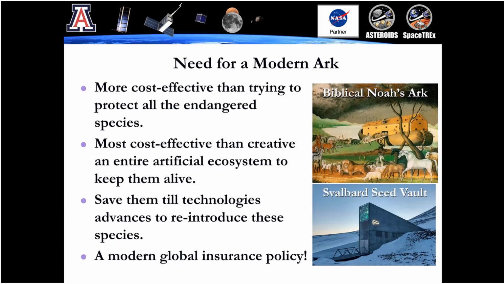And so, given all of these major cataclysms, what we feel is that there's a need for a modern ark, which could be more cost-effective than trying to protect all the endangered species that are in trouble, just because there are so many. It's more cost-effective than creating an entire artificial ecosystem to keep them alive. In addition, we can still save them till the technology advances to then reintroduce these species. In other words, save them for another day. And this could be a modern global insurance policy.